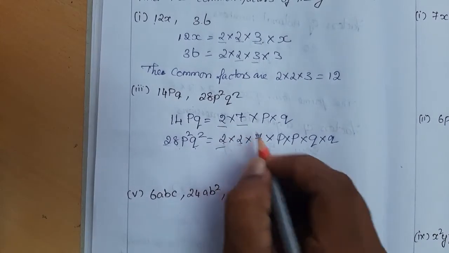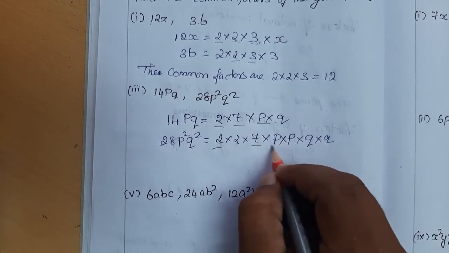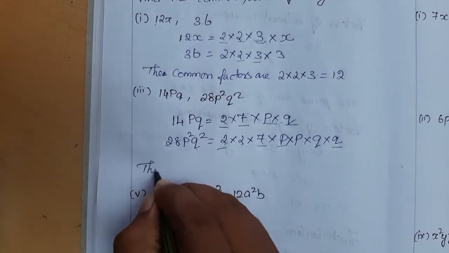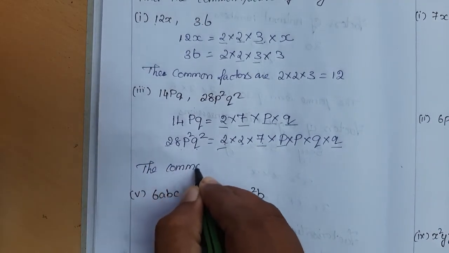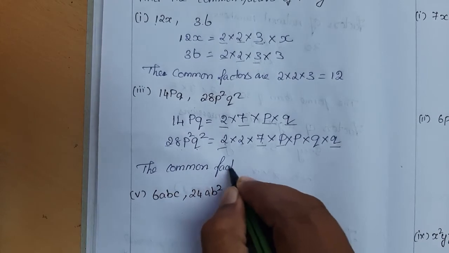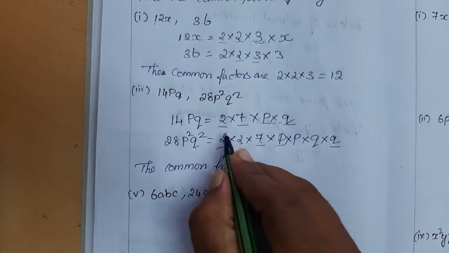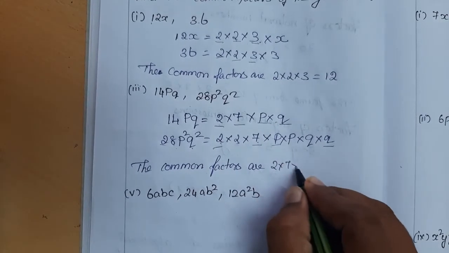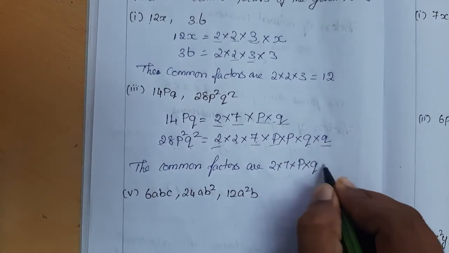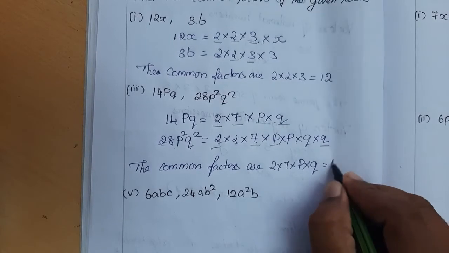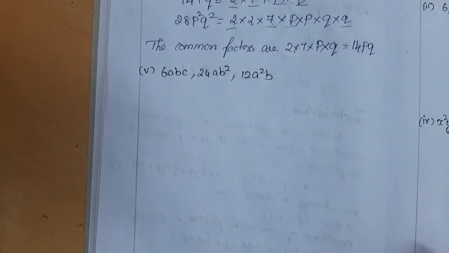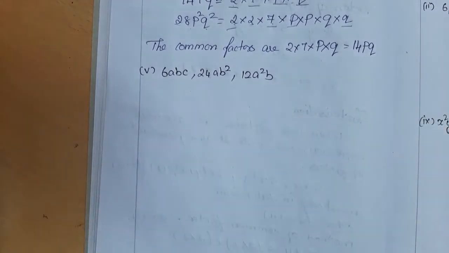2 into 7 and 1 p and 1 q, right? The common factors are 2 into 7 into p into q. That means 7 2s are 14, so 14pq is the common factor. So we go for the next. Totally we have 3 terms here.